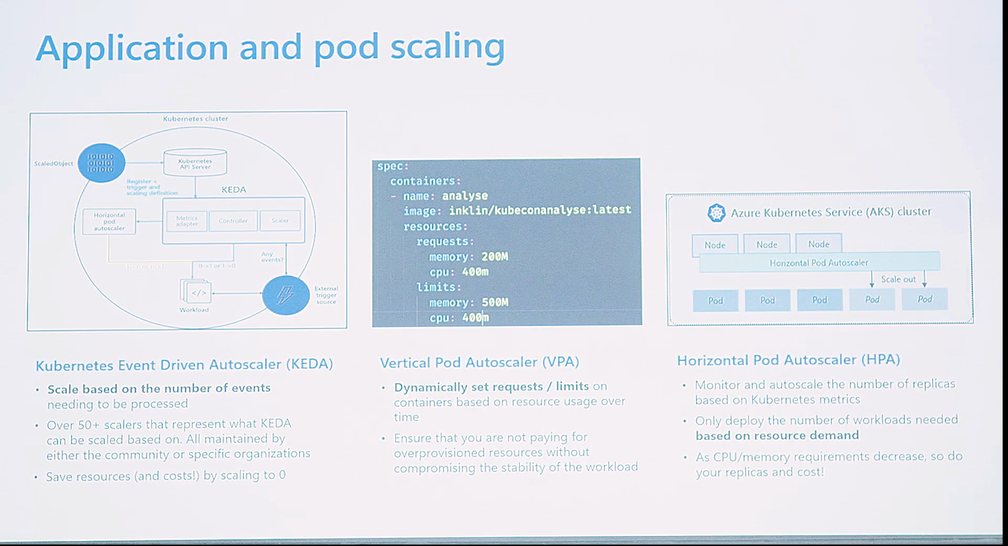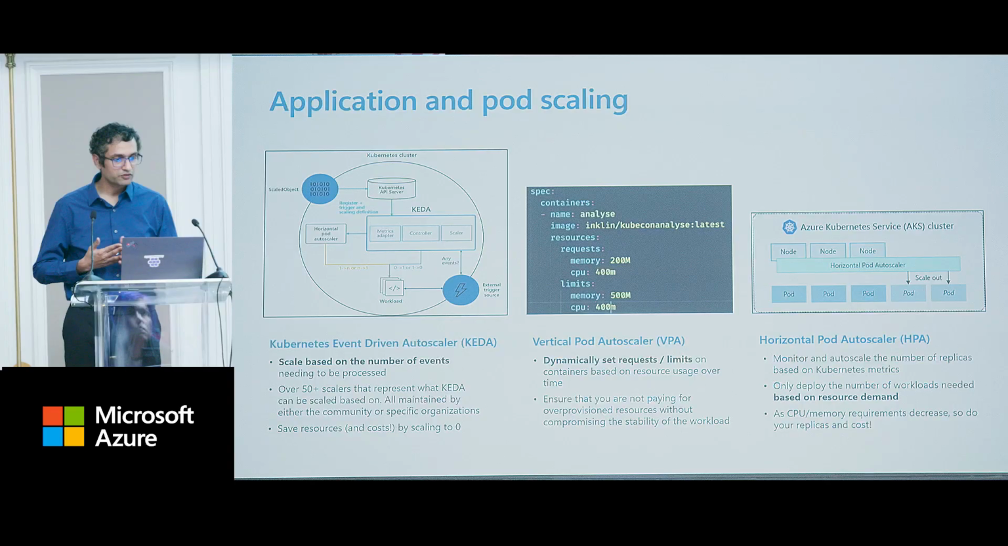So basically, I just want to summarize. Essentially, you can use KEDA for event-driven scaling. You have over 50 scalers. VPA, like I said, helps adjust requests and limits by usage. HPA, horizontal pod autoscaling, looks at metrics like CPU and memory, and you can increase or decrease replicas and pods accordingly. So that's in a nutshell what we saw in the demo as well.